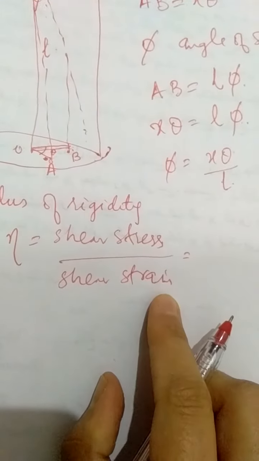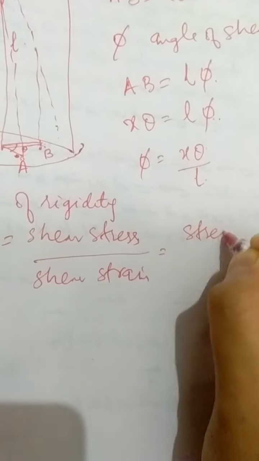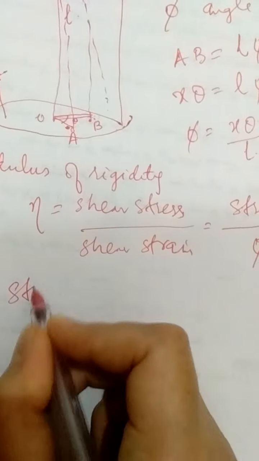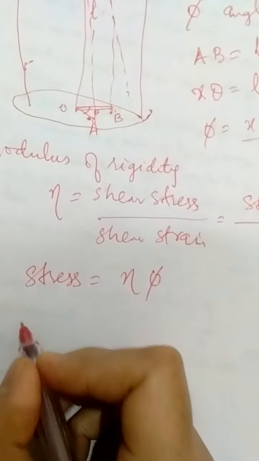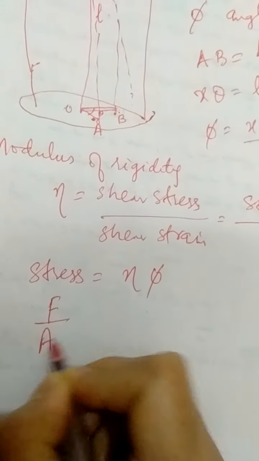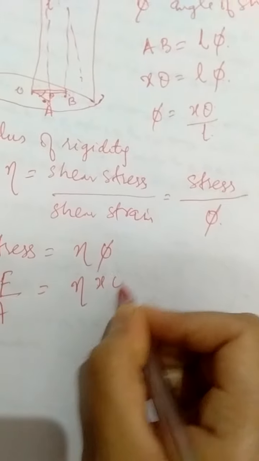Remember, shear strain is another name for angle of shear. So shear stress divided by shear strain, that is phi, is equal to eta, or we can say that stress is equal to eta into phi. Stress is itself force per unit area, and for phi we can substitute the value x theta by L.